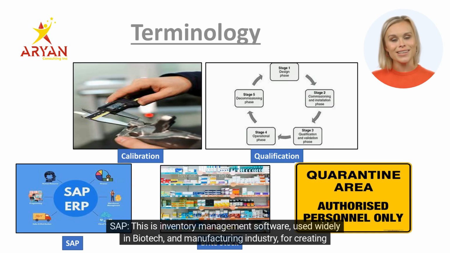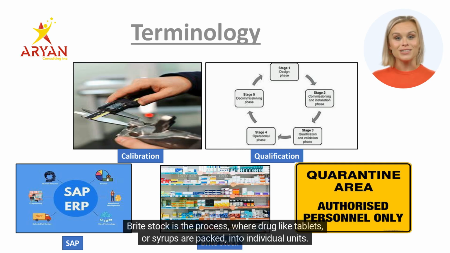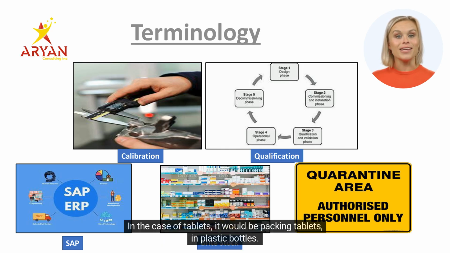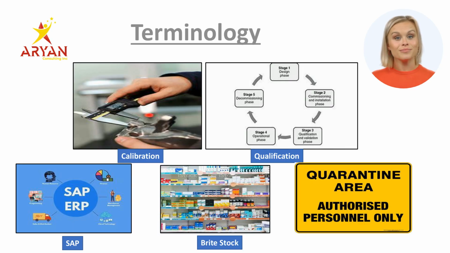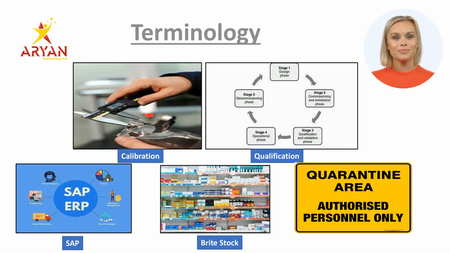SAP. This is inventory management software used widely in the biotech and manufacturing industry for creating unique material numbers for material management. Bright stock is the process where drug products like tablets or syrups are packed into individual units. In the case of tablets, it would be packing tablets in plastic bottles. In case of a liquid syrup, the bright stock process would be filling syrup into the bottles.